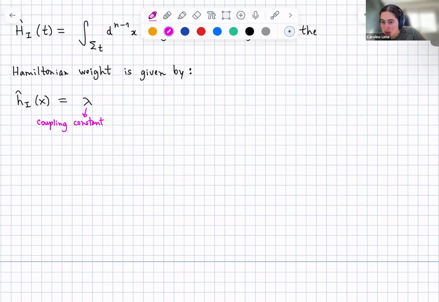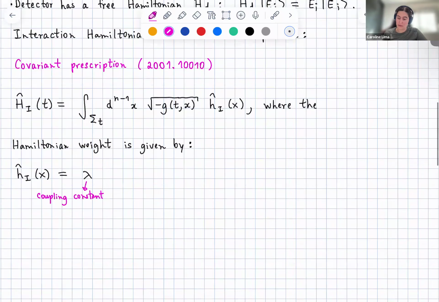Wait, I'm just seeing there's a question in the chat. Which, the code for this paper? You're saying the arXiv number? Okay, this is the arXiv number. I can also type it in the group chat if you want, in the Zoom chat. There it is. Okay.